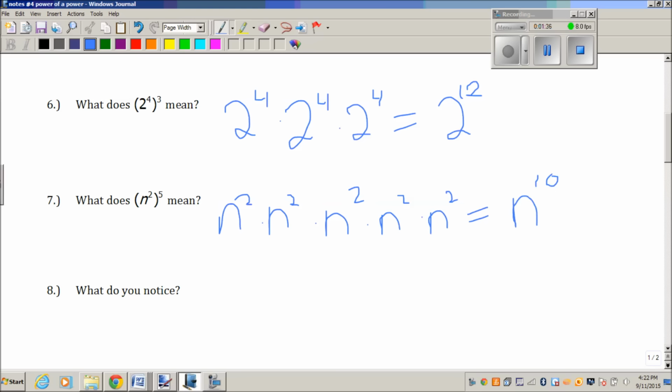Okay, so let's look back at these two examples. What do you notice about the final exponent compared to the original question? Well, in number 6, I see that the original exponents were 4 and 3, and the final exponent was 12. Well, 4 times 3 is 12. And then in number 7, the original exponents were n squared raised to the 5th power. The final exponent was 10. Again, 2 times 5 is equal to 10. So what I notice is that the final exponent is the product of the original two exponents.